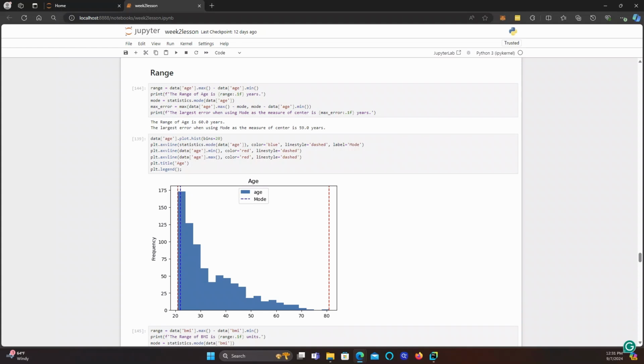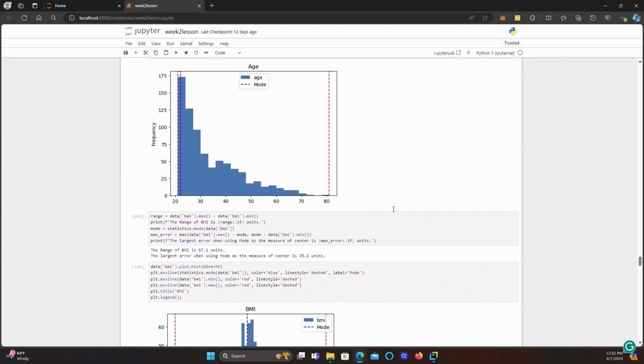When the range is small, you can predict the most likely value and you won't be too far off, but sometimes the range will be too wide and using the mode will lead to really big errors. Like here, if we were to use the mode of 22, our range is about 60. Yeah, it's 60. So the largest error we could make is 59 years, which is a big error.